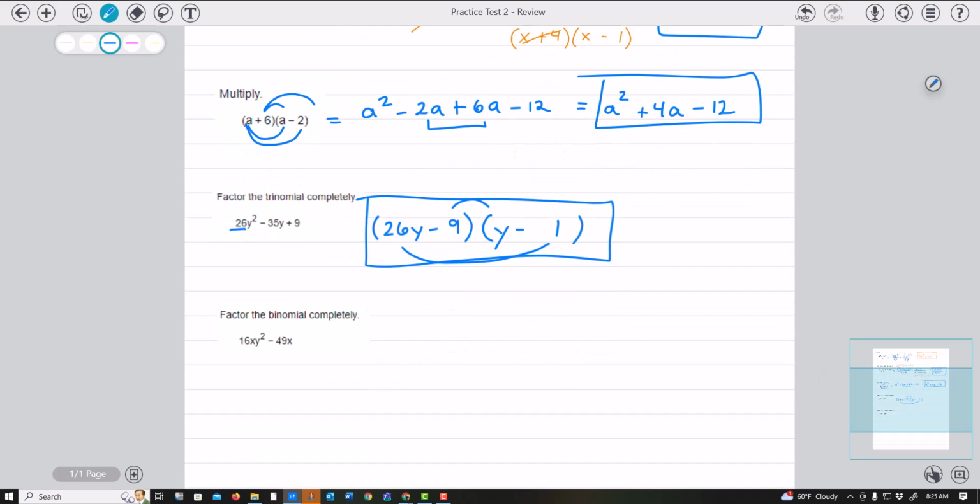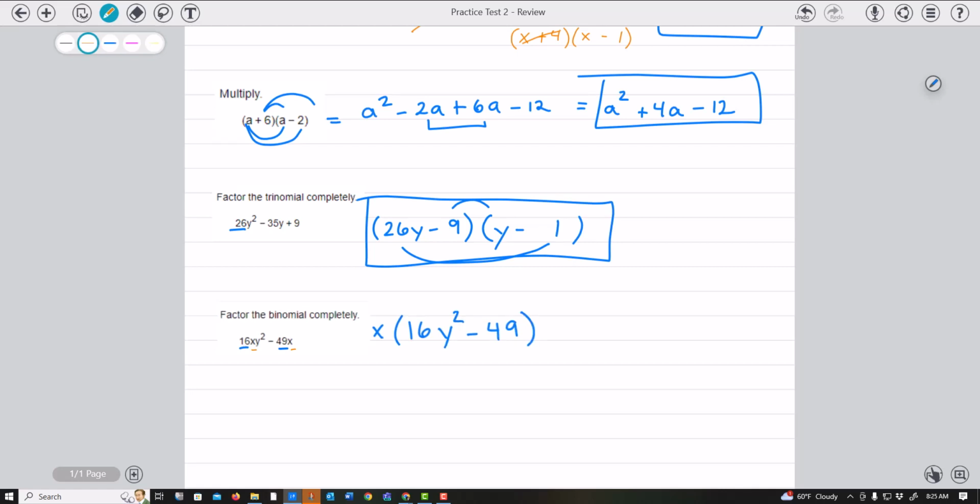All right, next we're going to factor this binomial here. And so what I can see with this is that's a perfect square and that's a perfect square. But the other thing that I noticed, both of these have x's in them. So let's factor out an x first. And so that leaves me with 16y squared minus 49. Both of these are perfect squares.